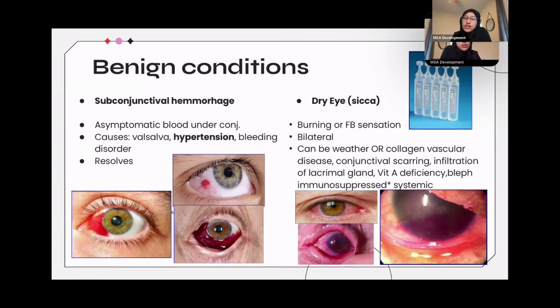It's not as severe, but if they do see this, it's just underneath the conjunctiva: subconjunctival hemorrhage. So underneath the conjunctiva, just a blood vessel, maybe bled out one time. It's very asymptomatic, and the causes can be hypertension. That is the only thing. Someone should get it checked if they get it repeatedly, or bleeding disorders. It can resolve on its own though.